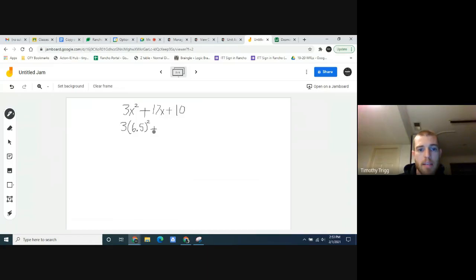Plus 17x, so that's 17 times x, which is 6.5 here. 17 times 6.5. And then plus 10. Okay, so we're going to want to work out what that is. Let me grab my calculator here. The first thing we're going to do is 6.5 squared, and then times 3.